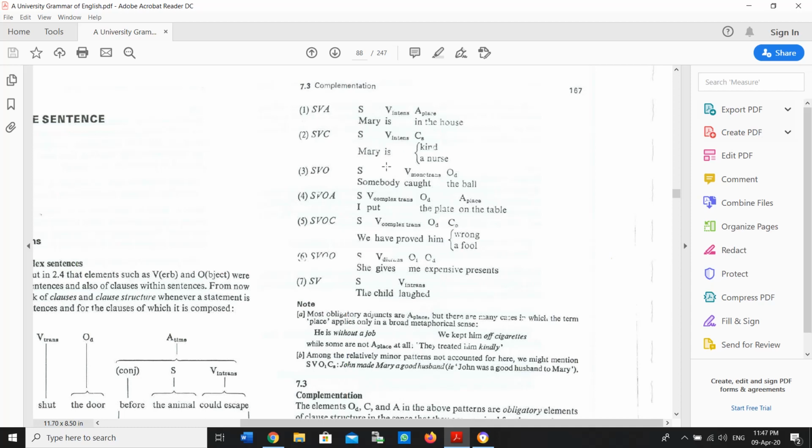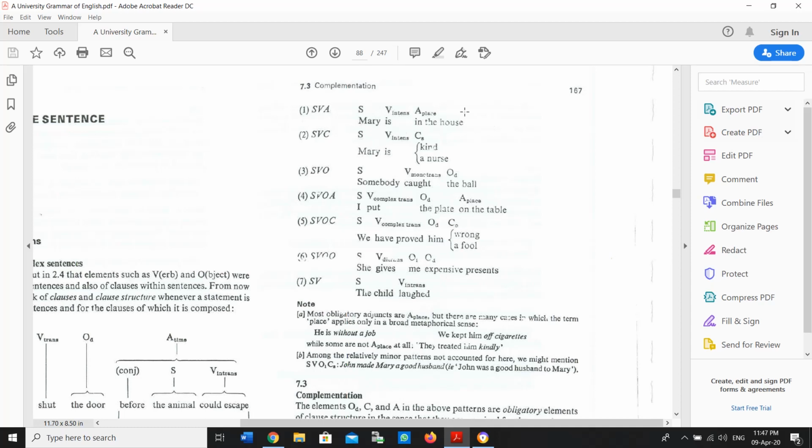We can also depend on linking verbs, because linking verbs relate what comes before to what comes after. So we can also get subject complement if we use a type of verbs we call linking verbs. So let's have a look at the first type, SVA.